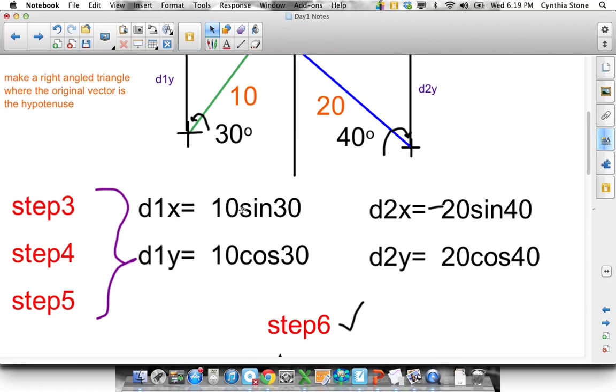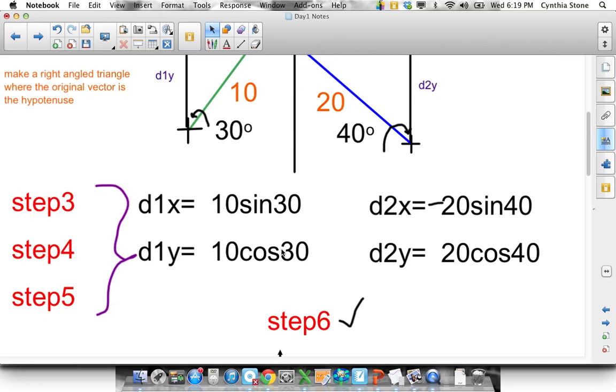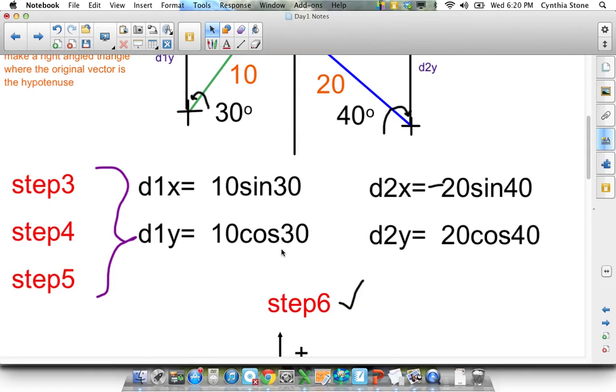Now you can evaluate these, put them in your calculator and figure out what 10 times sine 30, which is 5, but you could do that if you wanted to. I think it's better to hold on to using your calculator till you absolutely have to. It basically holds significant digits and makes it more accurate. And I think it makes the answer a little cleaner too.